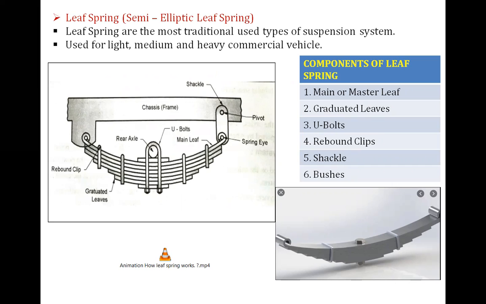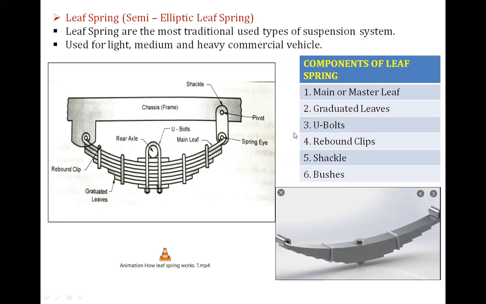The semi-elliptic leaf spring. The leaf springs are the most traditional used type of suspension system. Generally, such a type of suspension systems are used in light, medium, and heavy commercial vehicle. The component of leaf spring. See, look at this picture. The main or master leaf is there. Here, this leaf is called as an upper, that is main leaf, or it is also called as a master leaf. Then graduated leaves. So below that, the graduated leaves are provided.